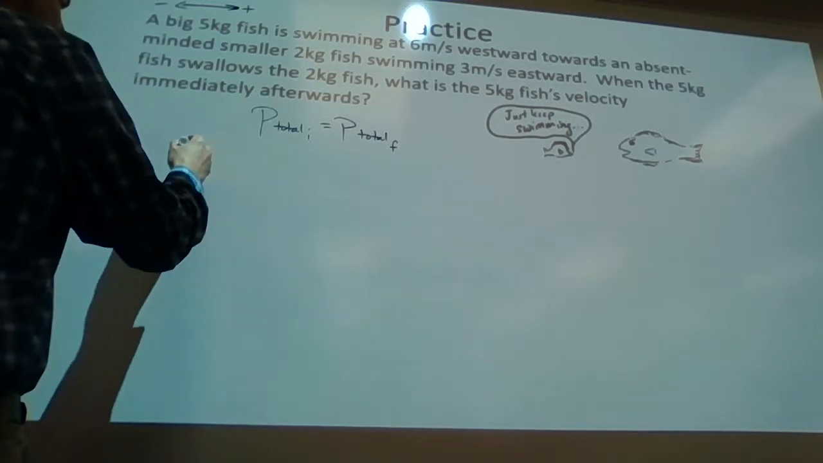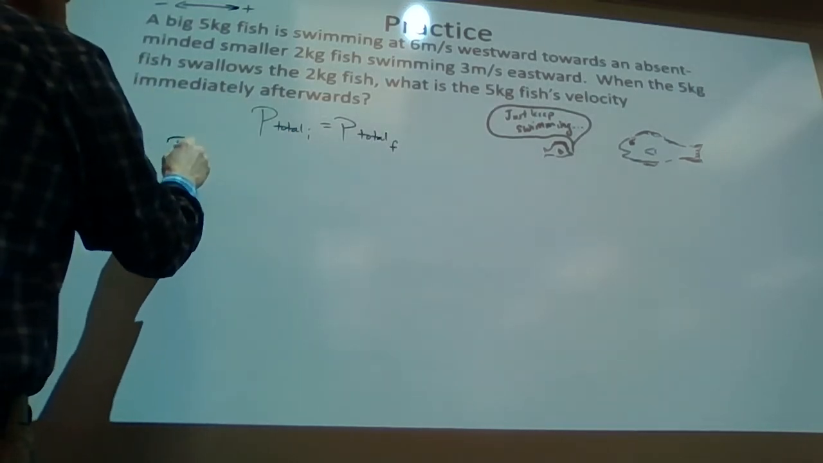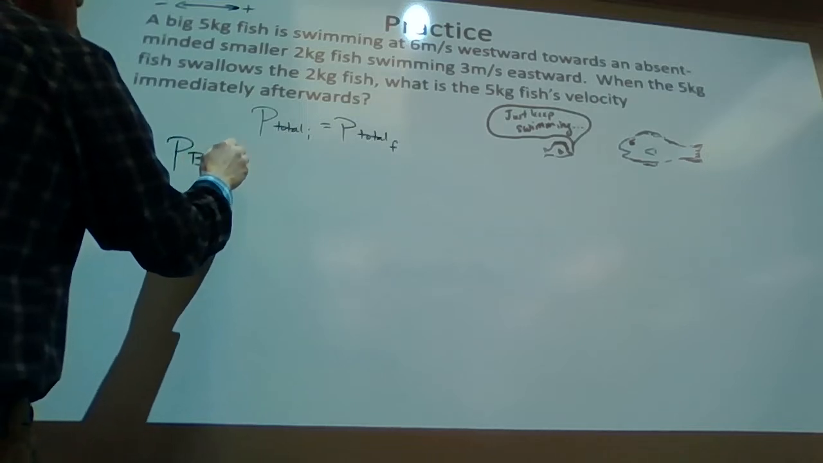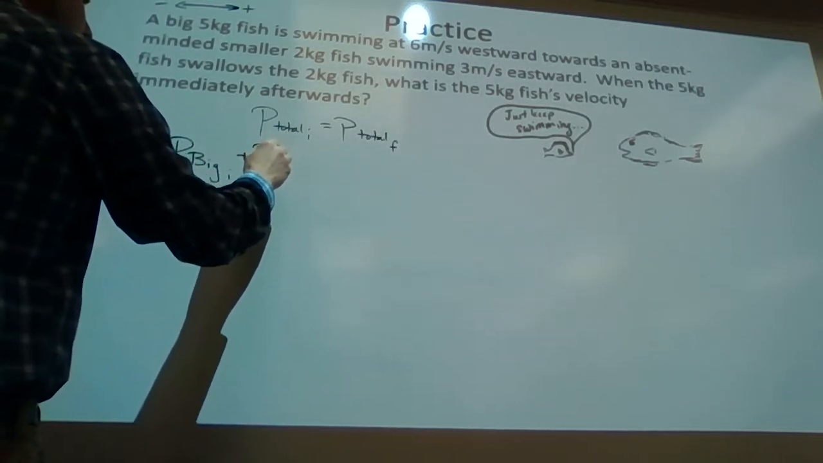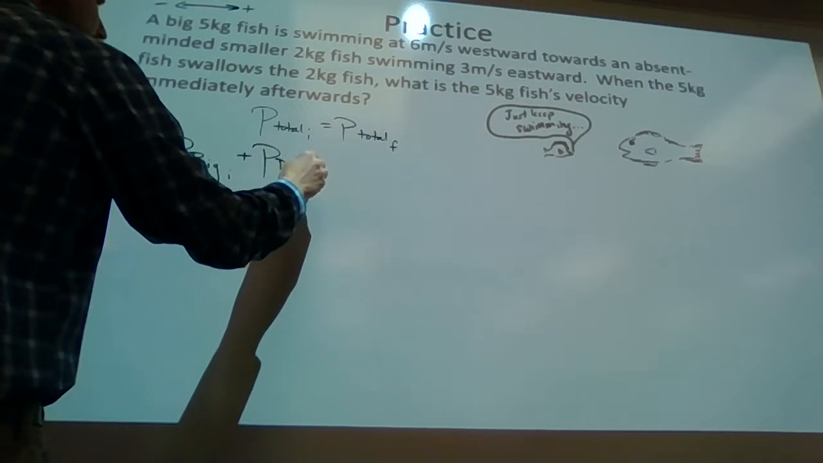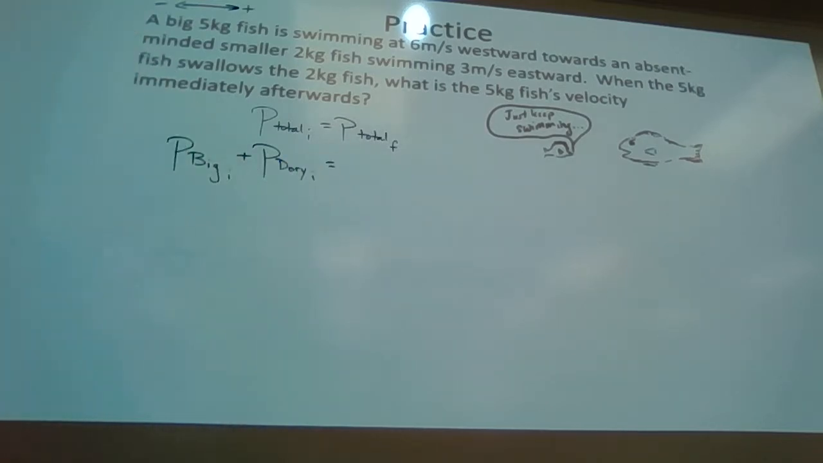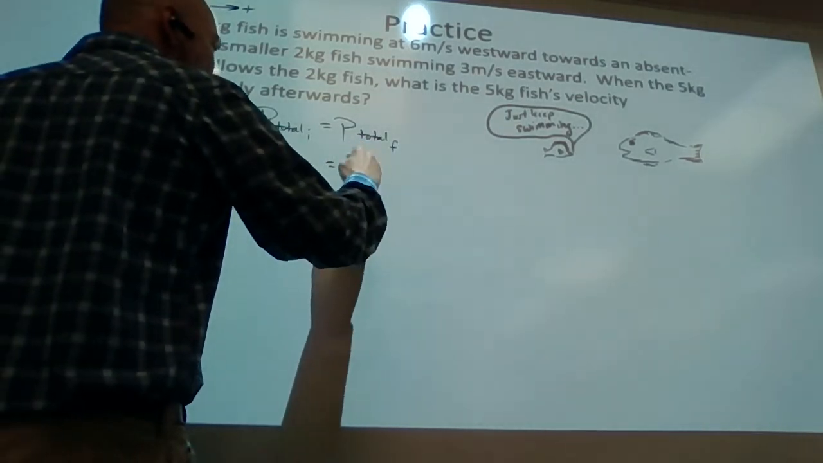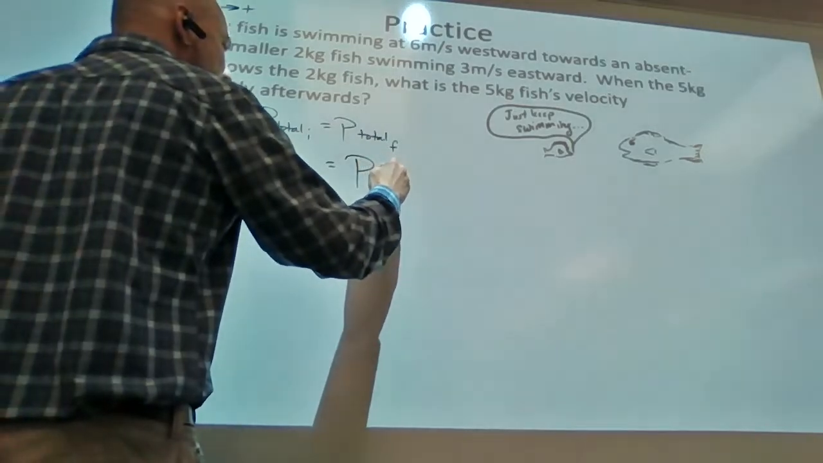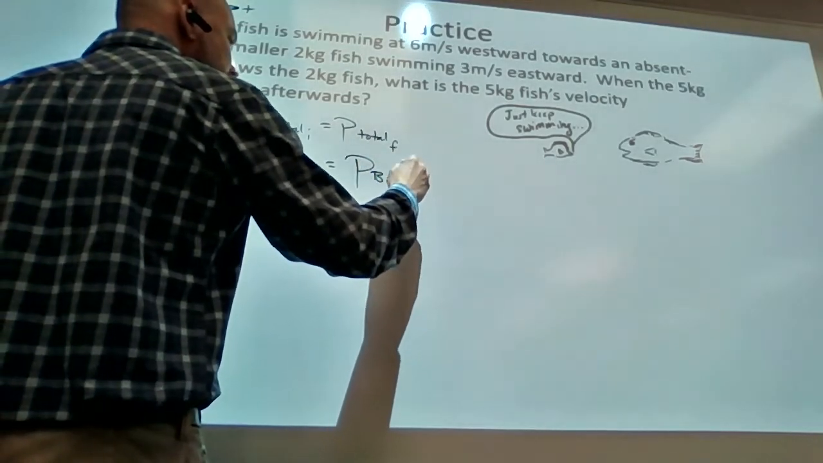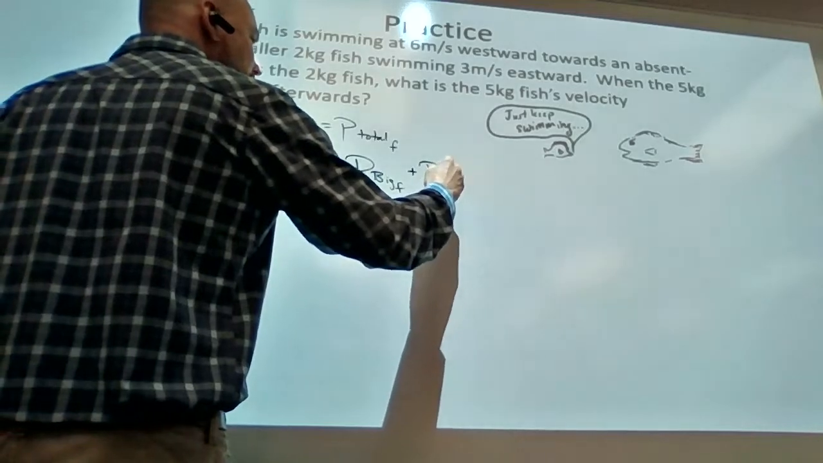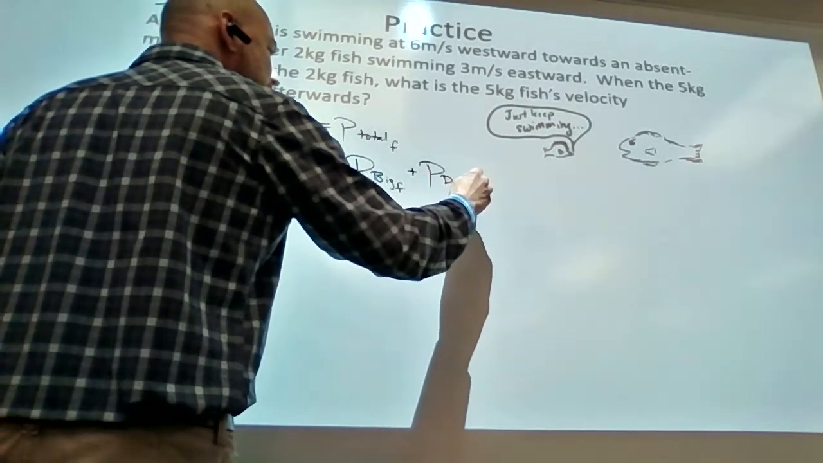For this specific scenario, I've got the momentum of the big fish plus the momentum of Dory initial. That would be the momentum of the system. I'm looking at all the objects in the system, adding up their individual momentums. That's the total momentum of the system initially. And the total momentum of the system afterwards is the big fish plus Dory after.